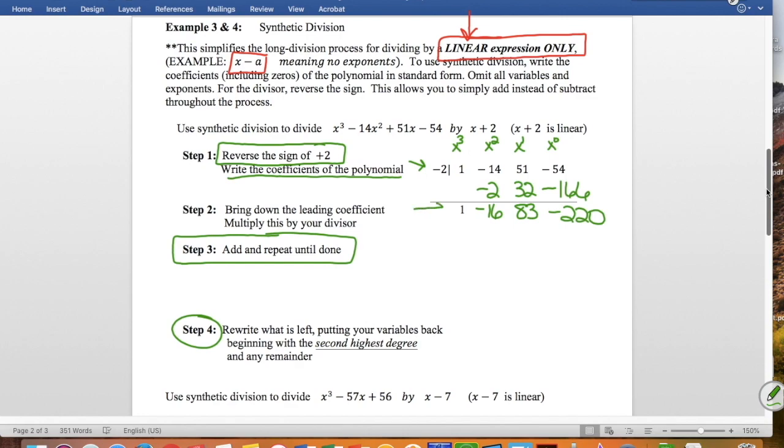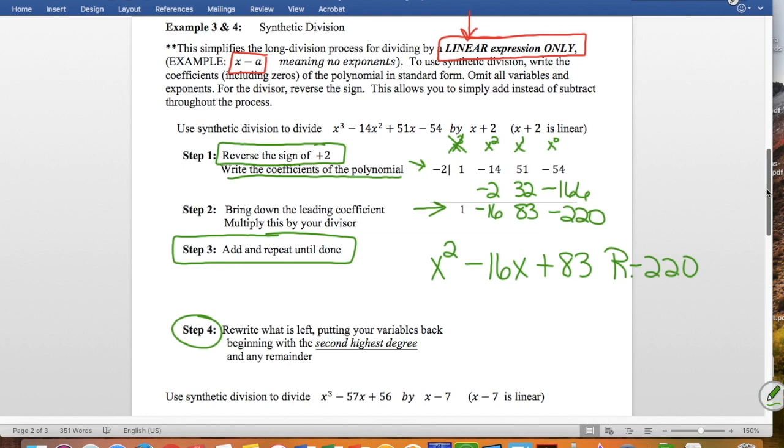So here's what's left. Now the x cubed is gone because I've divided it out. So my 1 is now my coefficient of x squared. I don't have to write it. You could write 1x squared, but you don't need to. My negative 16 is my coefficient of x. My 83 is now my constant, and I have a remainder of negative 220.